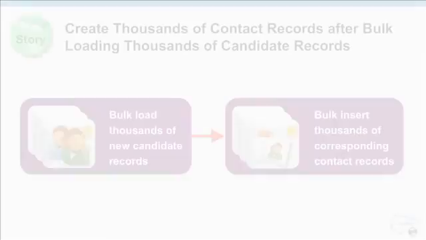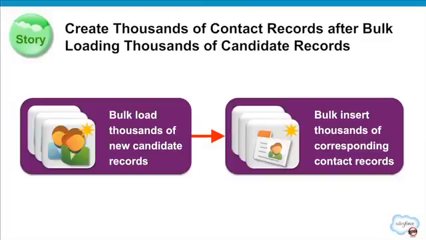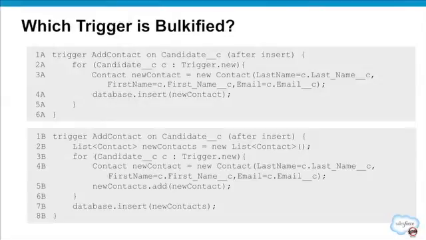So in this use case, from candidate records we would create contact records. Let's say we have a trigger which, anytime a candidate record is created, we want to create an associated contact record. Here are 2 separate triggers. Which one is good and which one is bad?